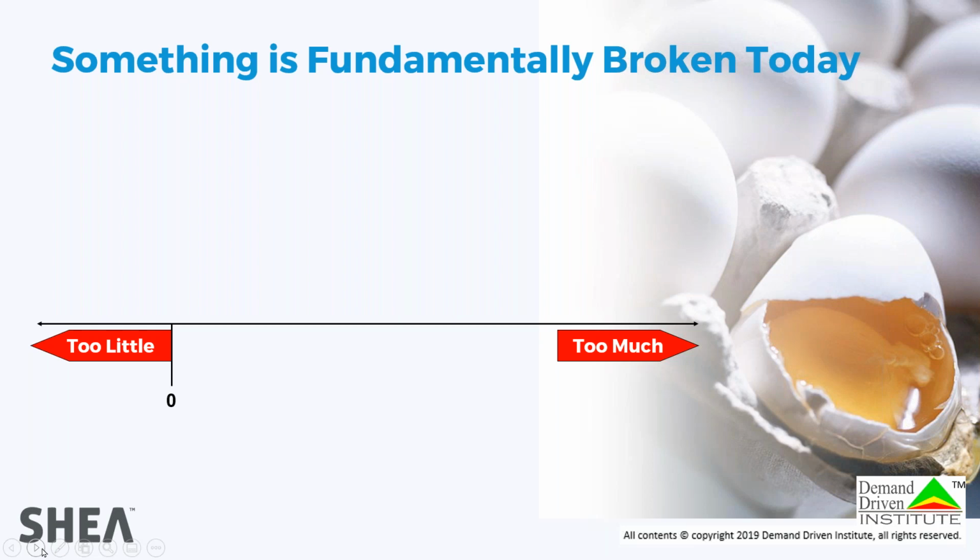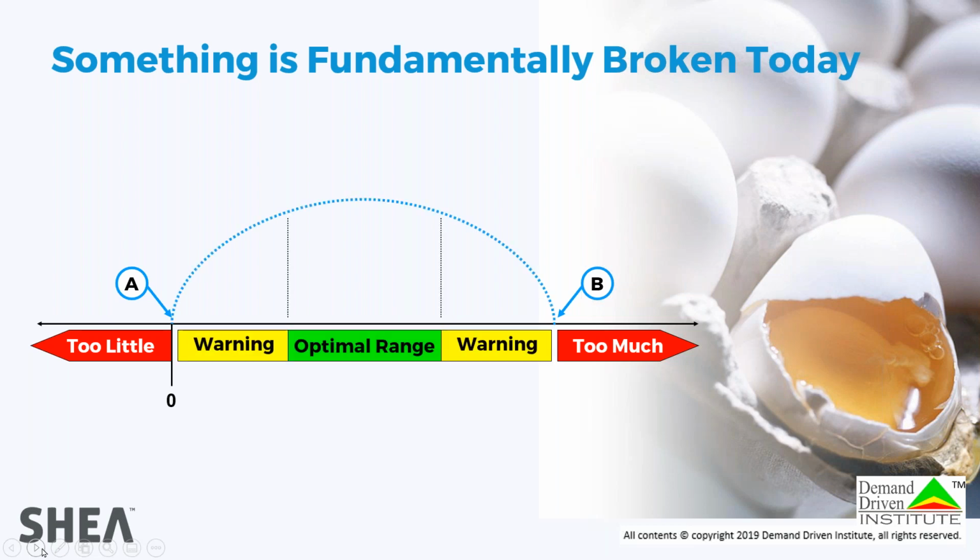But something is fundamentally broken. We have 2 universal points of inventory. I think we can all agree on this. We have point A, where we have too little, and point B, where we have too much. Now, it stands to reason that somewhere in between point A and point B is a location called just right. So if we look between A and B, we find an optimal range.